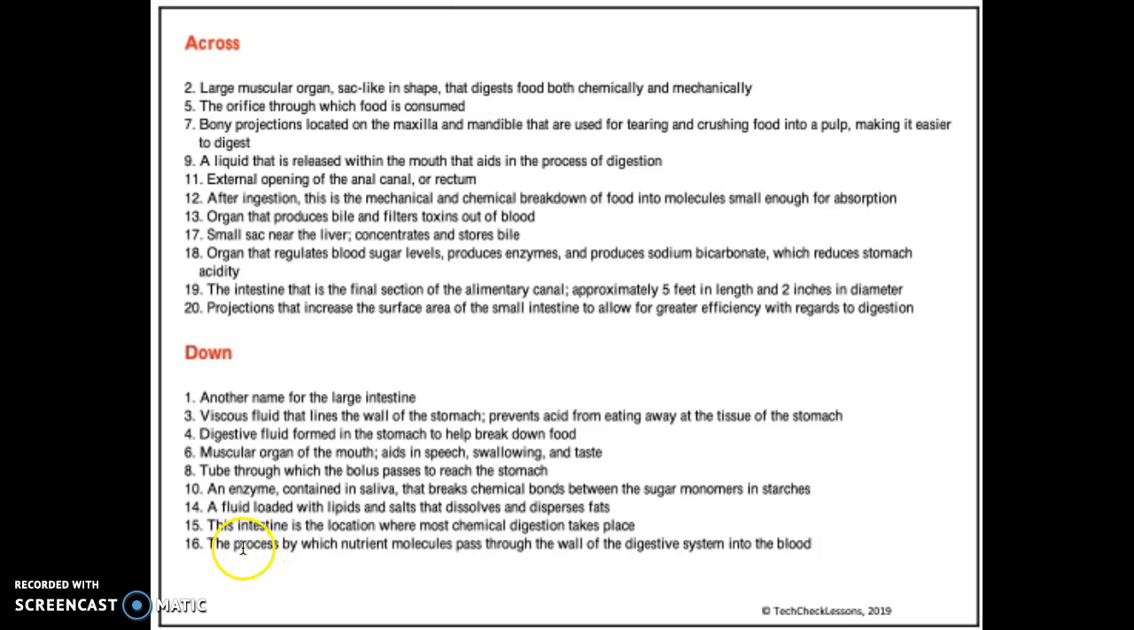Last question. The process by which nutrient molecules pass through the wall of the digestive system into the blood. So nutrients are actually absorbed during digestion, right? So the process is known as absorption.